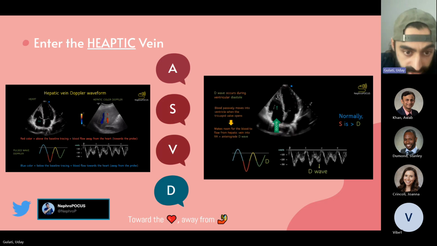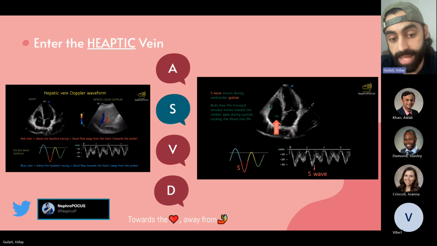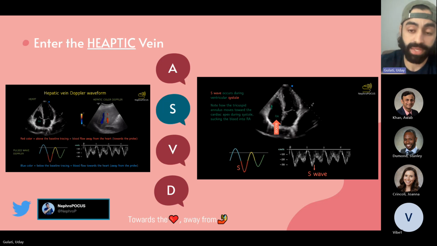The D wave is more in diastole, and what's happening there is that blood pressure is now basically moving into the ventricle, and sorry, I mixed that up. So S is systole. So in systole, when your heart contracts, it's going to create that negative intrathoracic pressure, and that's why blood flow is going to go one way. In diastole, it's blood flow going from the atrium into the ventricle, creating that negative pressure in the atrium, and blood flow goes this way.